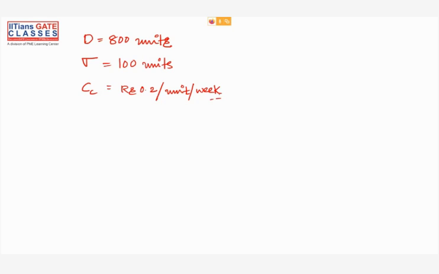This is what is important, he has given it per week. The unit price, CU, is rupees 40. Lead time is 4 weeks. The service level is 95%. He's asking us to determine the safety stock.